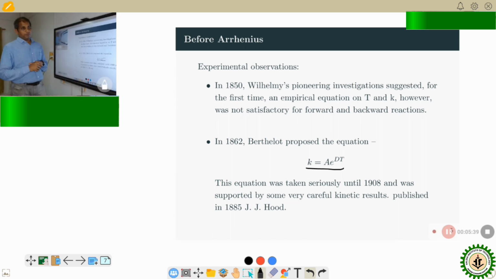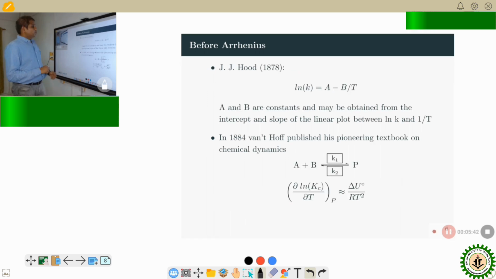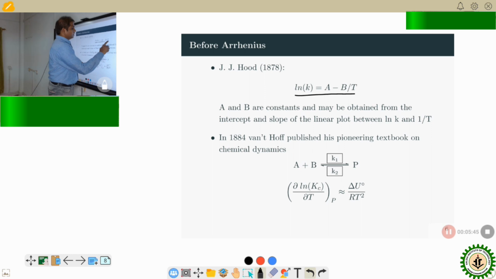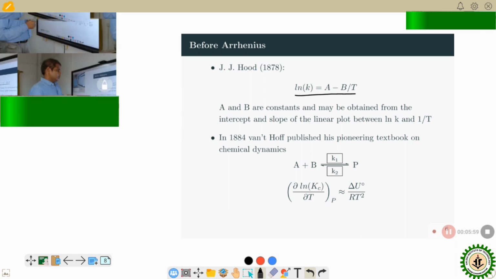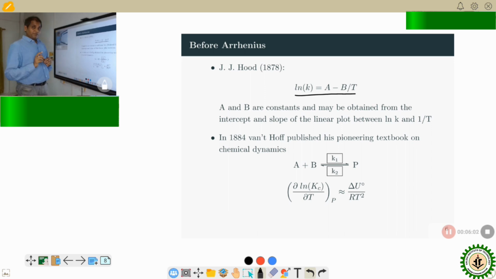But later, Hood did a lot of experiments with this. So Hood proposed a different relationship between temperature and rate constant, where A and B in this equation are two different constants, experimentally observed parameters. Later, van 't Hoff did a major contribution in this field. In one of his pioneering works, he connected thermodynamic parameters with temperature.